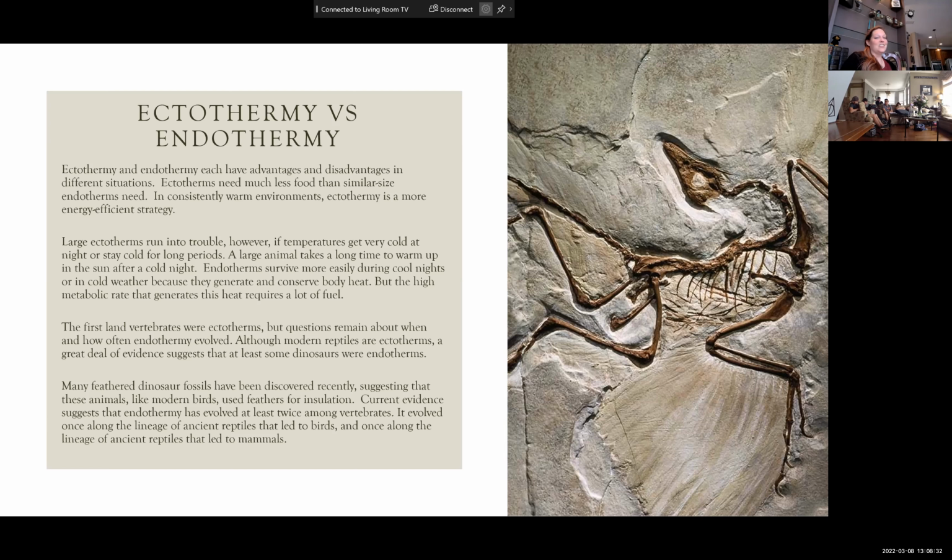Advantages and disadvantages. Ectotherms need much less food than endotherms. Think about how often a snake eats compared to like a goat.